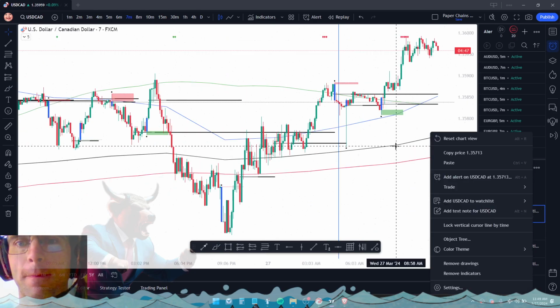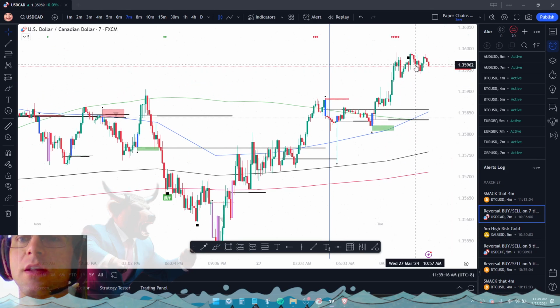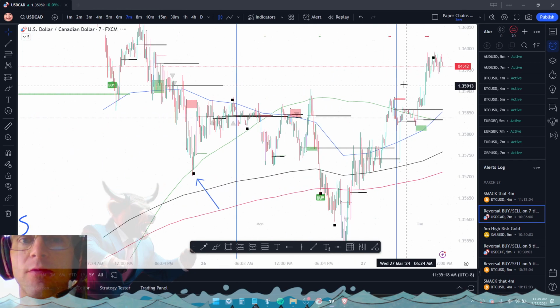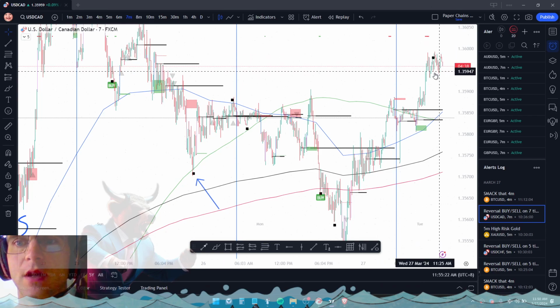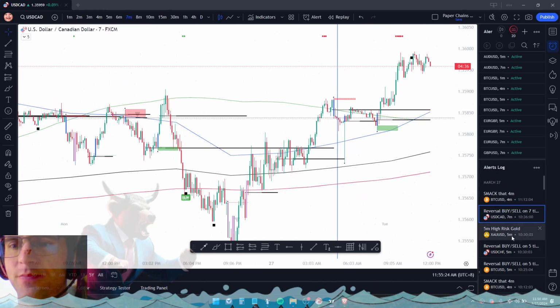Here's UCAD. This one is still developing, could run down, but same thing, taps into an area of liquidity up here and can expect to see a rollover.